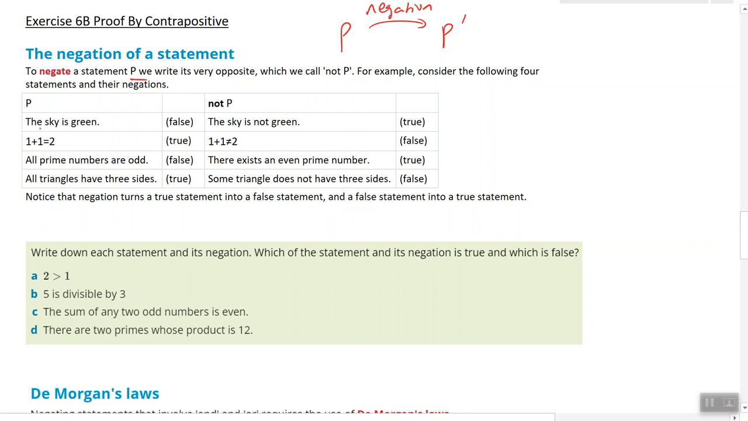Okay. All right, so here's some examples. So if I have a statement P, the sky's green. We know that it's originally false because the sky's not green. Then not P, or the complement of P, would be the sky is not green, which is true. 1 plus 1 is 2, we know that's true. The negation, 1 plus 1 is not 2, is false. All prime numbers are odd, we know that's false. Then there exist prime numbers that are even, so that's true. Okay, so when you negate something, a true statement becomes a false statement, and a false statement becomes a true statement, okay? So the triangle example I won't read, but it's the same idea.